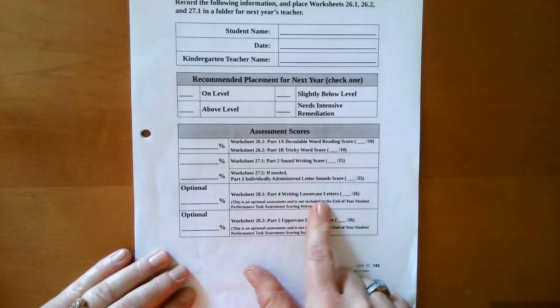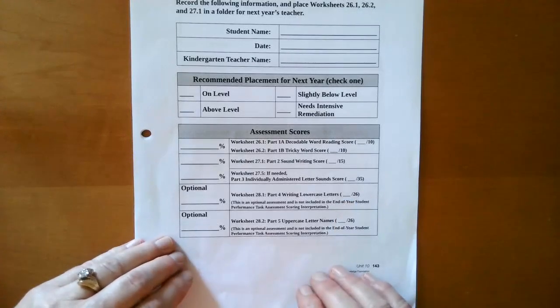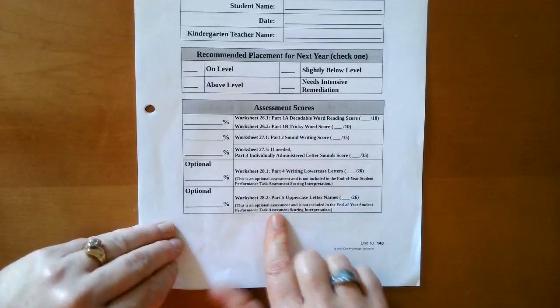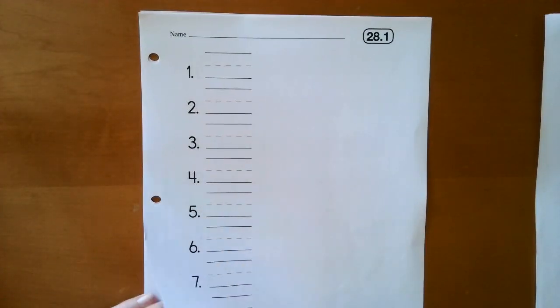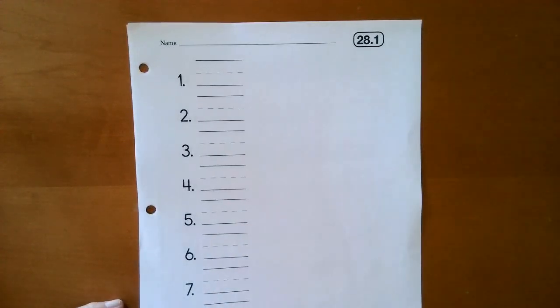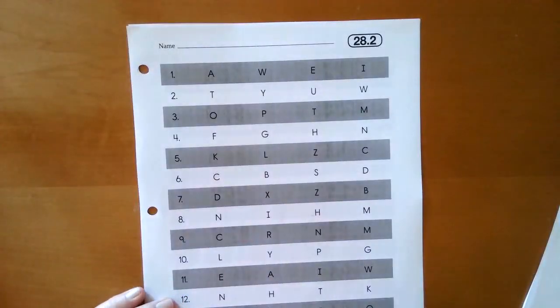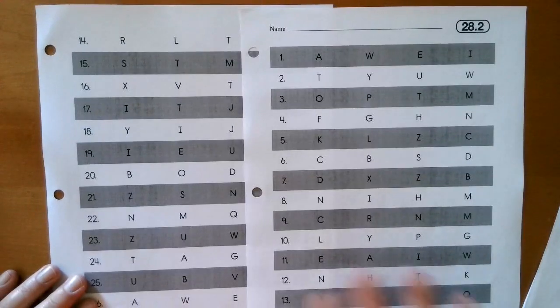Optional would be writing the lowercase letters, so give them a piece of paper or whiteboard or however you want to do it and give them a letter to write and see how their handwriting is. And if you say the letter T, they write the letter T. Another optional one is the uppercase letter names, which is 28.2. There's 28.1 where they could write the letters that you give them. And 28.2 says uppercase. So there are 26 of them. And I guess you would just make sure you hit every one of them.